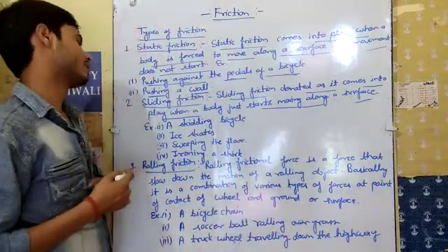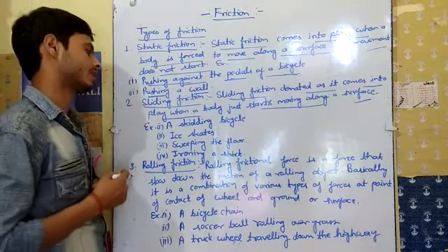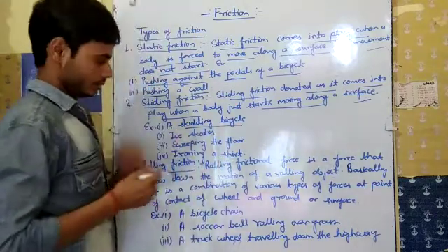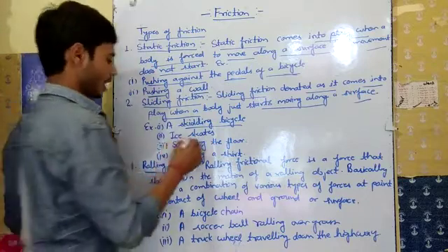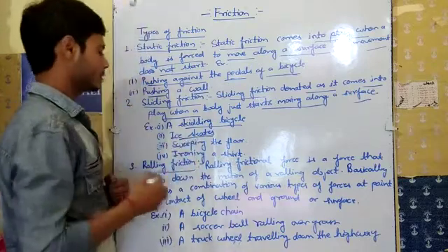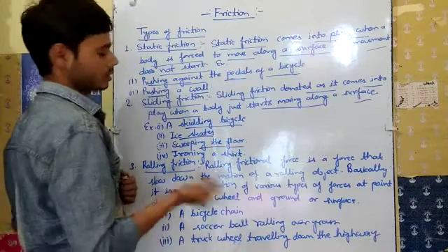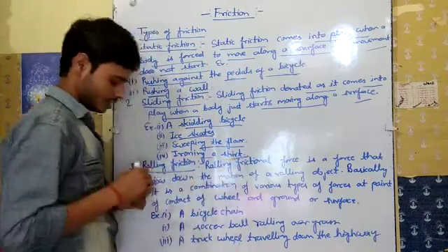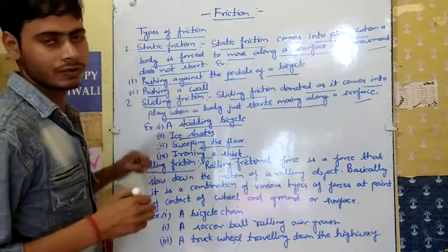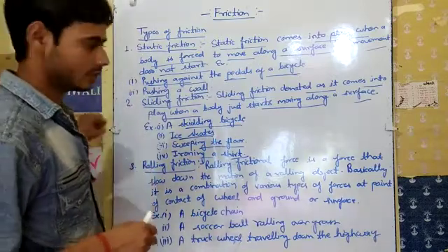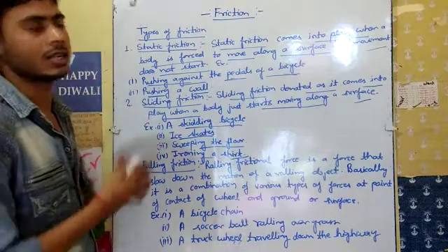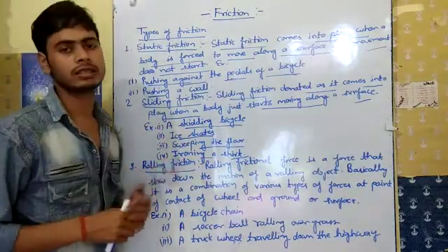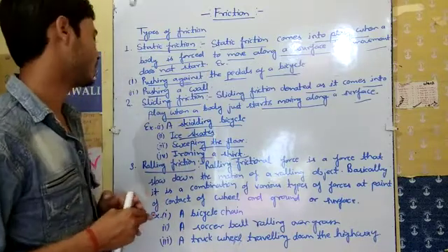If we talk about examples of sliding friction, the first one is skating on a bicycle. The next ones are ice skates and sweeping the floor, and then ironing a shirt. When we iron a shirt, we slide the iron on the shirt, so this type of friction is known as sliding friction. Ironing a shirt is a common example in our daily life.